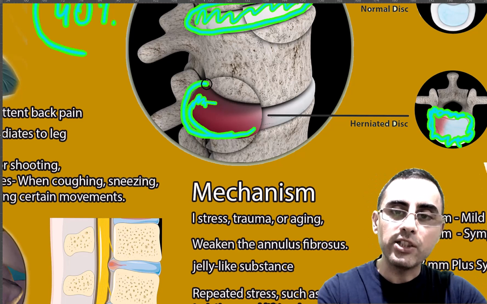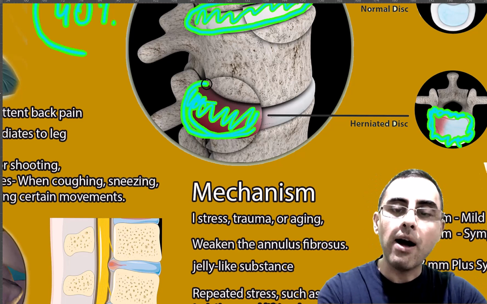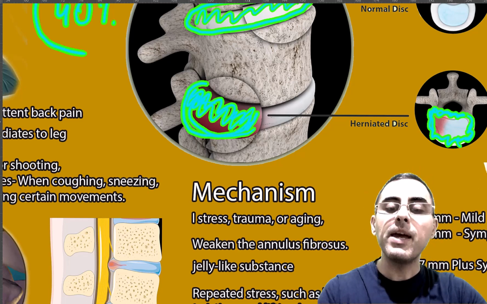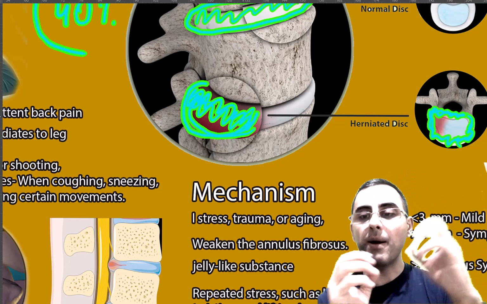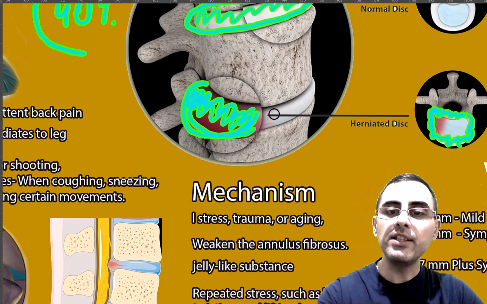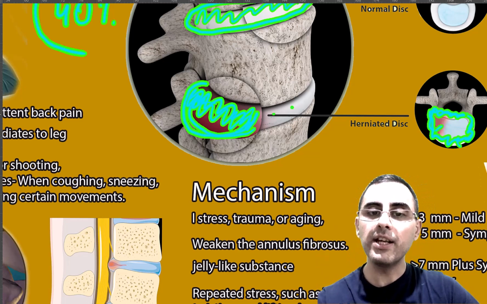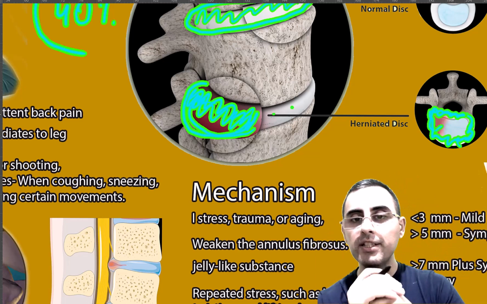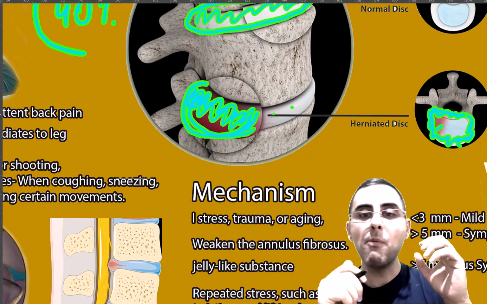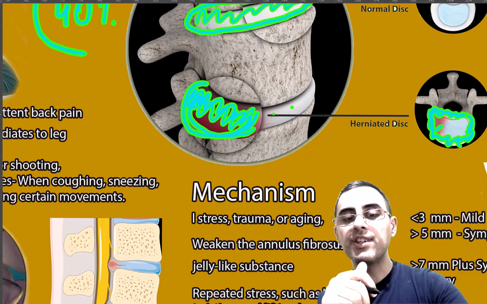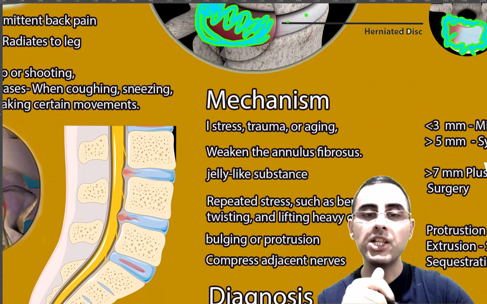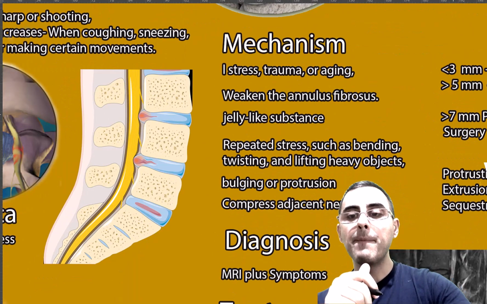Here is bulging already. This is a bulged disc, and this bulging over time can rupture, and inside these discs there is gel-like material, and this material is released. This material compresses nerves and causes symptoms and causes inflammation. That's why we have pain.